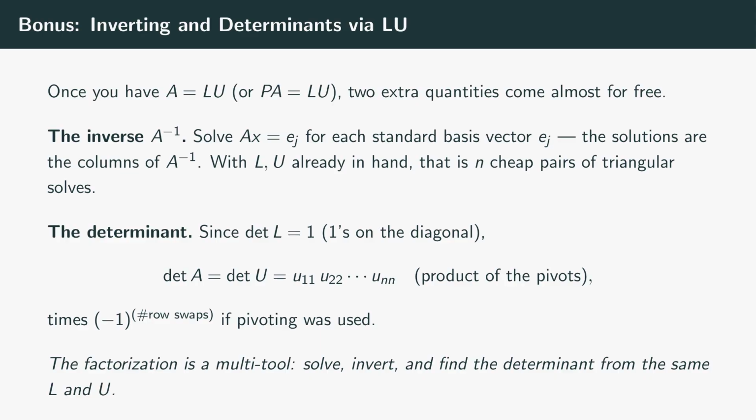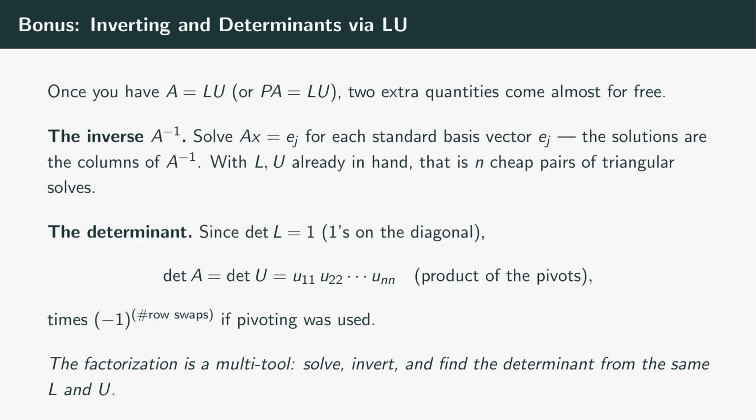Once you own the factorization, two more useful quantities come along almost for free, which is a good reason to compute L and U in the first place. First, the inverse of A. Remember that the columns of the inverse are just the solutions of AX equals each standard basis vector. Solve against the first basis vector to get the first column of the inverse, and so on. Since you already have L and U, each of those is one cheap pair of triangular solves, so the whole inverse costs n forward and back sweeps rather than n full eliminations.